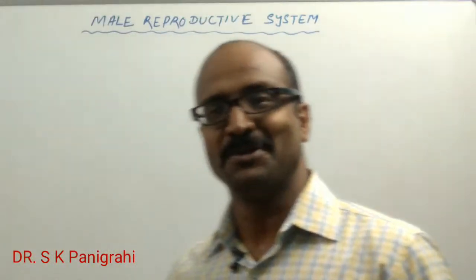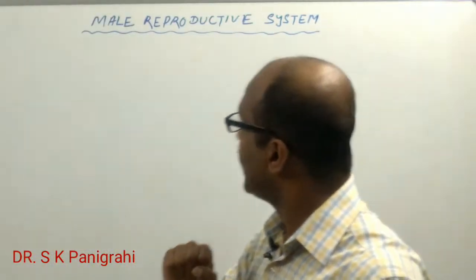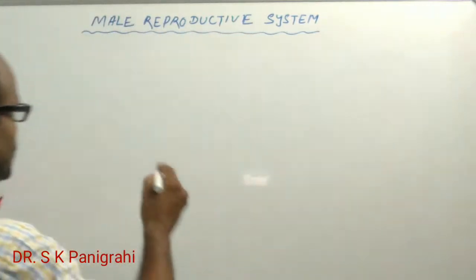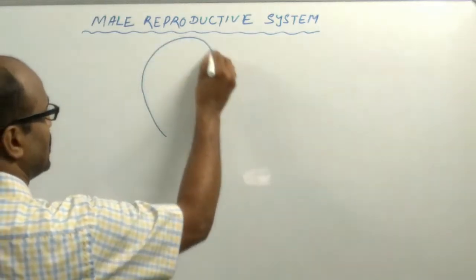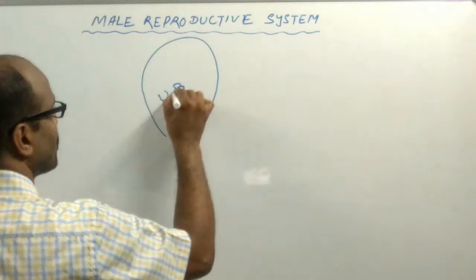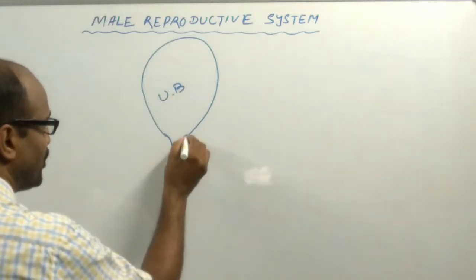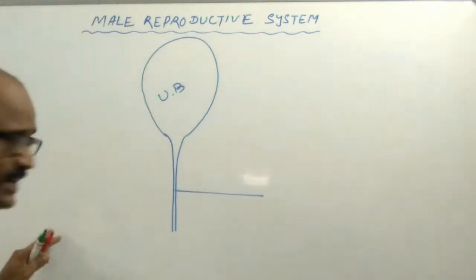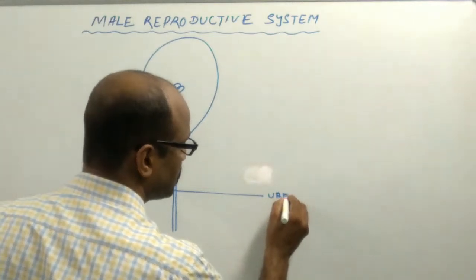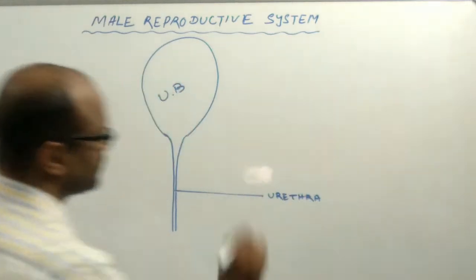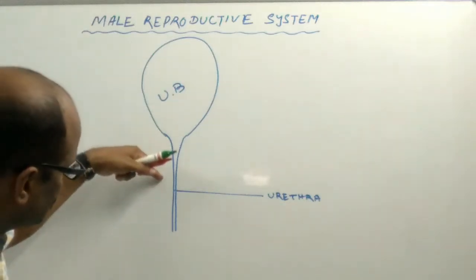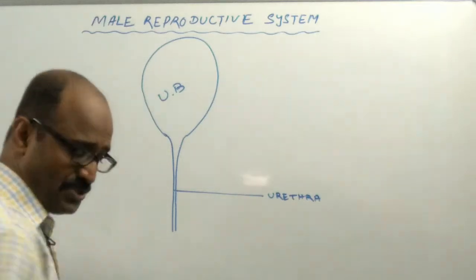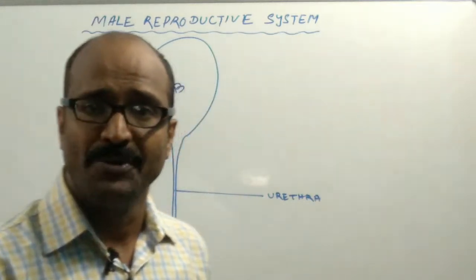Now come to the arrangement of different primary and secondary reproductive organs in the male reproductive system of the human. First you have to draw the urinary bladder. This is the urinary bladder, and from this urinary bladder a duct arises which drains the urine to outside. This duct is known as the urethra, and this duct opens at the tip of the penis, and this opening is known as the urethral orifice or the urethral meatus.